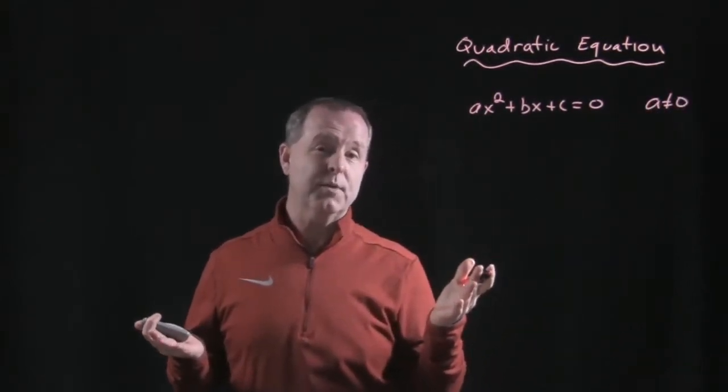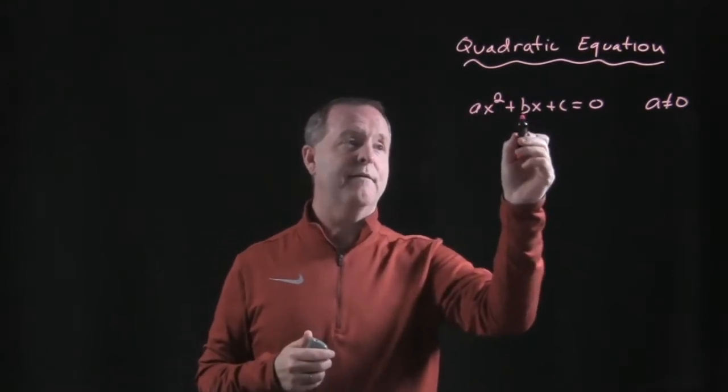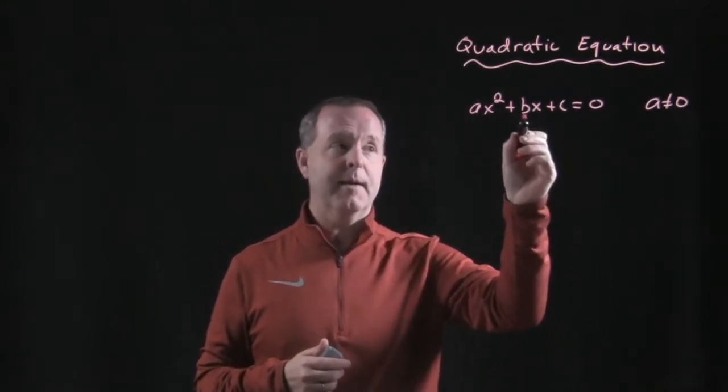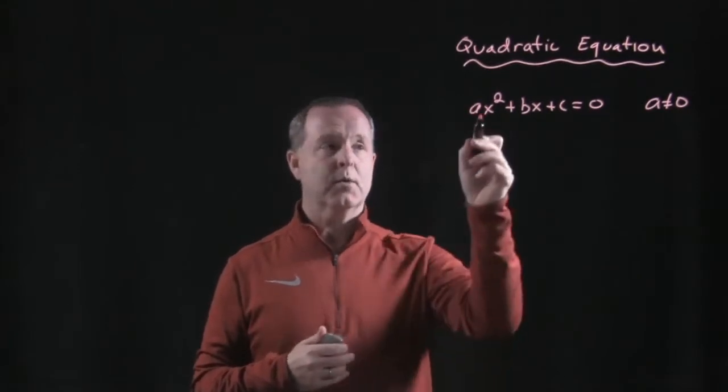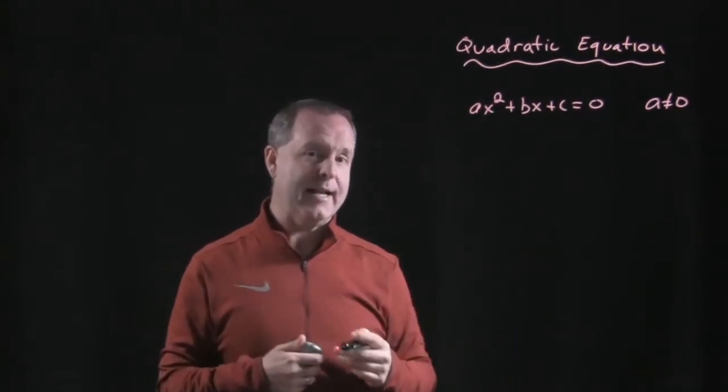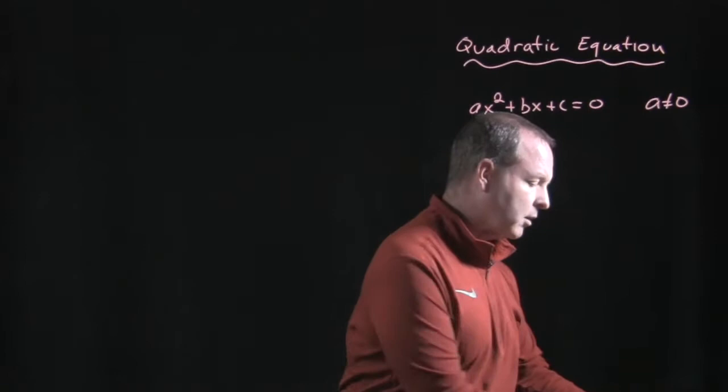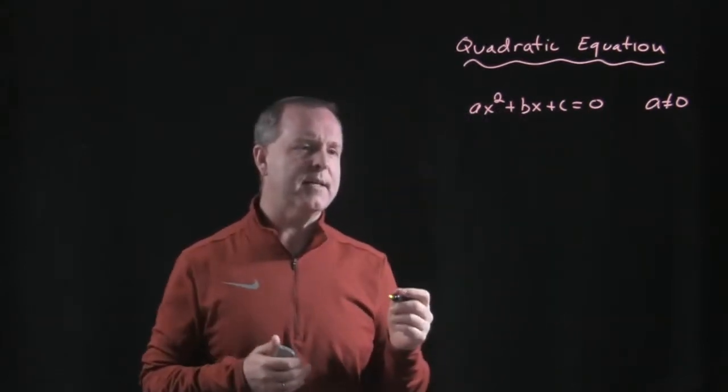What happens if a did equal 0? Well, then we would just have a linear equation, bx plus c equals 0. So it's this x squared that makes it a quadratic type of function, or type of equation. And we've seen some of these in the past before.